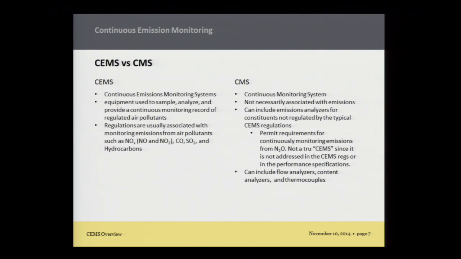So a CEMS versus a CMS. The CEMS uses equipment to analyze and provide a continuous monitoring record. Regulations are usually associated with monitoring emissions of air pollutants such as NOx, CO, SO2, and hydrocarbons. Typically, I would say the most common you see are NOx, CO, and SO2 that you might have to have on a source. They make some ammonia CEMS, they're really finicky. They make some PM CEMS, they're really finicky. So that's the majority of what you see there.